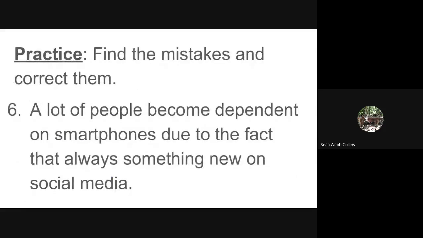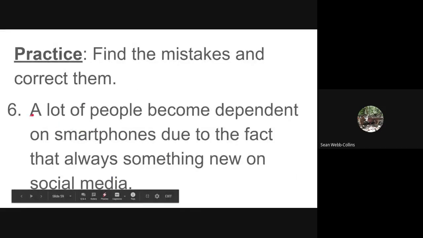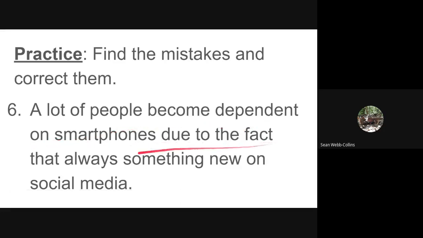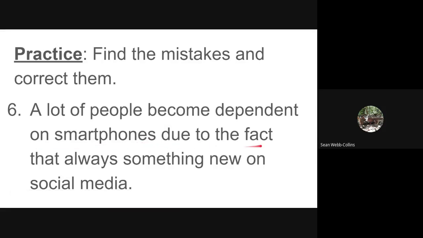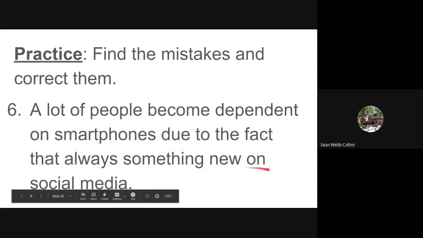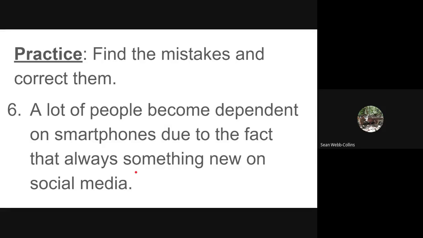Number 6, a lot of people become dependent on smartphones due to the fact that always something new on social media. A lot of people become dependent on smartphones due to the fact that always something new on social media. Pause the video now to find and correct any mistakes you may find.